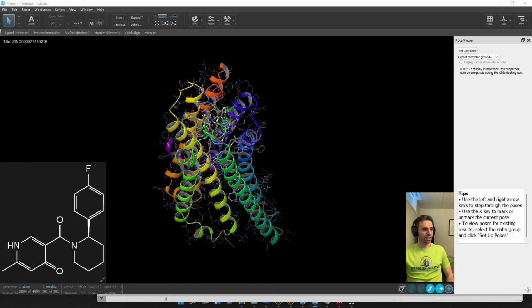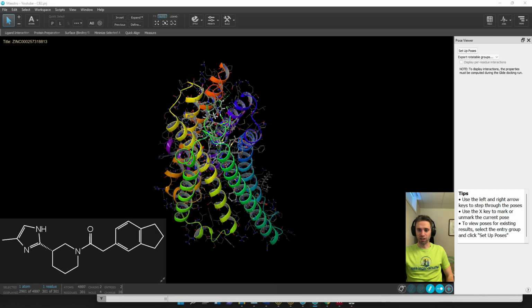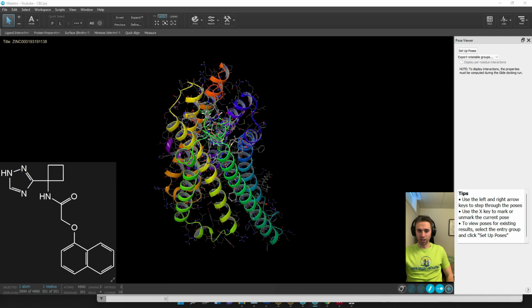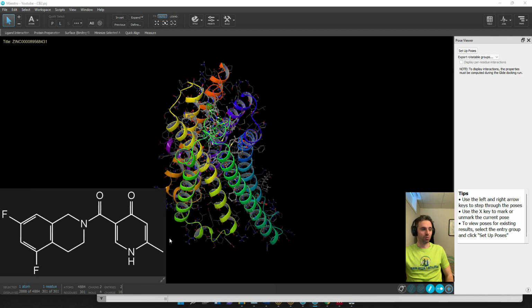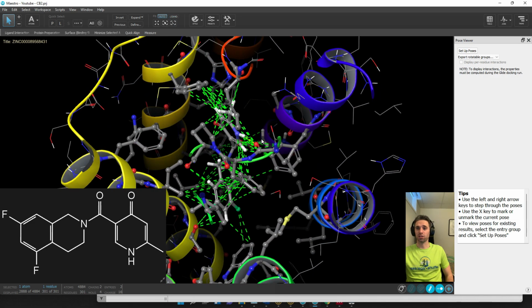Do we have any that don't have chiral centers? So far, they all do. I kind of want to find just one. This one does not have a chiral center, but the four-membered ring strain becomes a problem in synthesis. This doesn't have a chiral center. Let's take a look at this one.